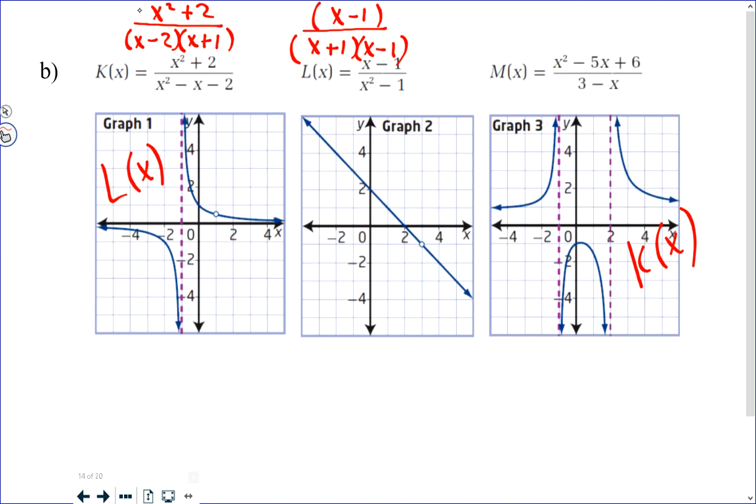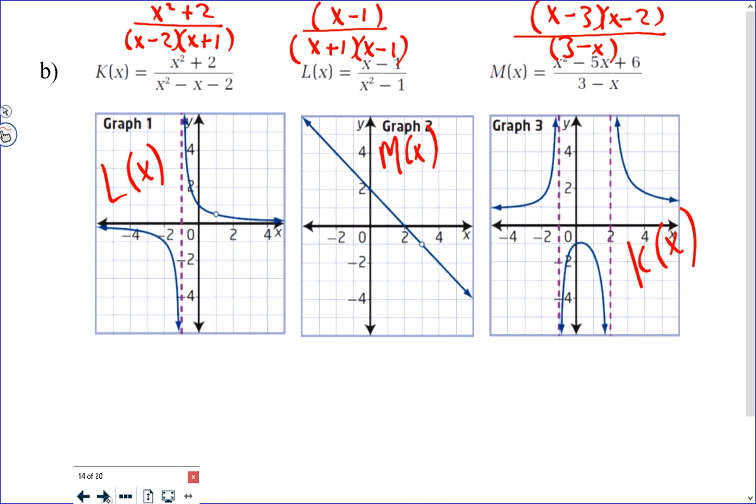We take a look at M of x. It factors into x minus 3, x minus 2 over 3 minus x. The 3 minus x will cancel with the x minus 3, which means you're going to have a hole at 3, and that tells us that this is m of x.